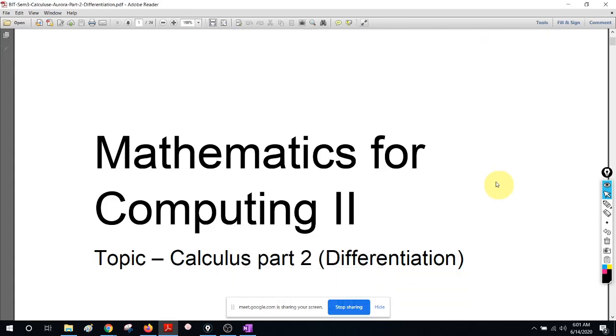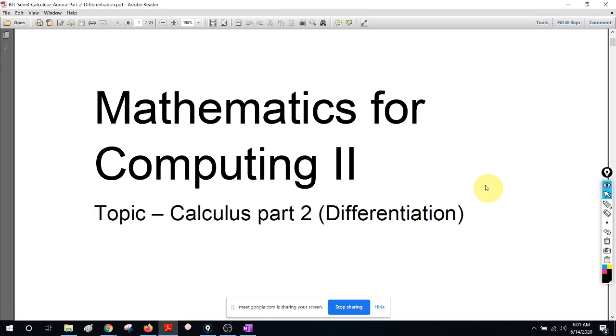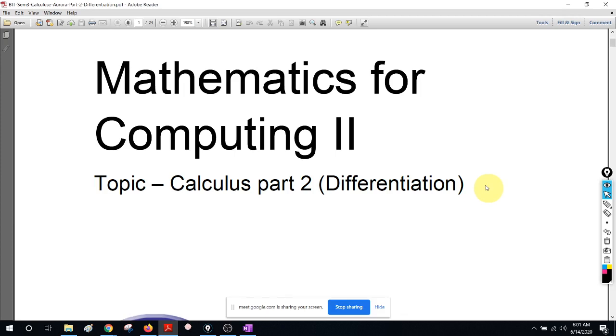Okay, so we will start session 2 of calculus, that is differentiation. Last time, yesterday, we did limits. If you have any questions on limits, you can ask anytime. Today we are going to do the first usage of limits, or of calculus, that is differentiation. In another session we are planning to do integration.